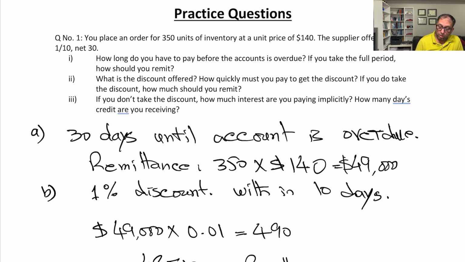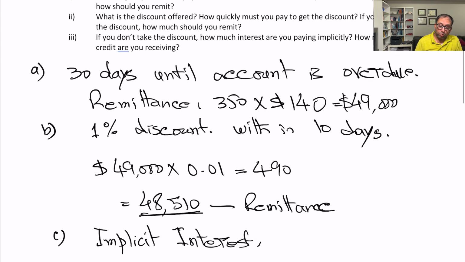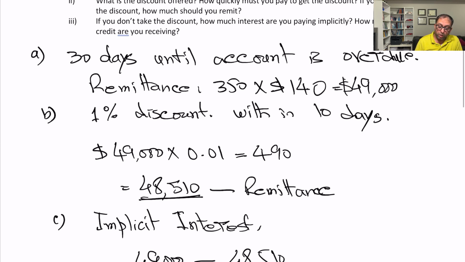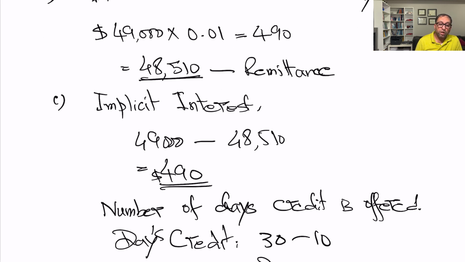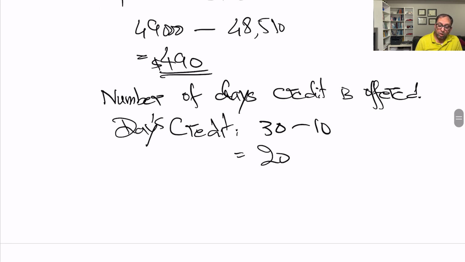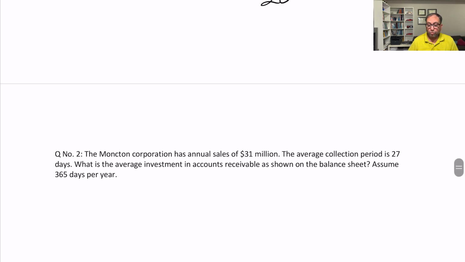First we calculate how much we have to remit if there is no discount, and then we calculate how much we have to remit if there is a discount. Then we calculate the implicit interest, and we also see how many days of credit we can get.